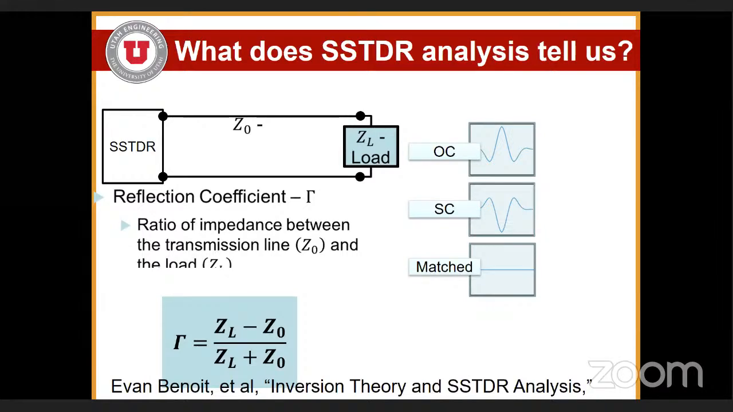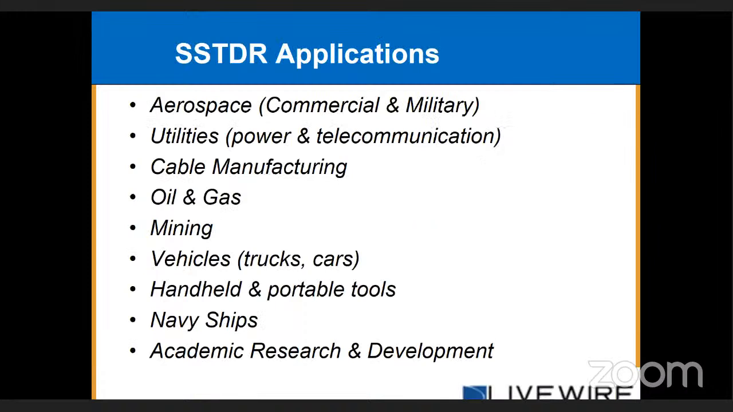So there are many applications for this. As soon as you are able to test faults on wires that are live, you have many applications that otherwise have been untestable. Aerospace, when the systems are live and in flight. Utilities, which are virtually never brought down unless they are broken. Cable manufacturing, oil and gas industry, mining, vehicles, other types of trucks and cars, handheld and portable tools, Navy ships, academic research and development, and so on.